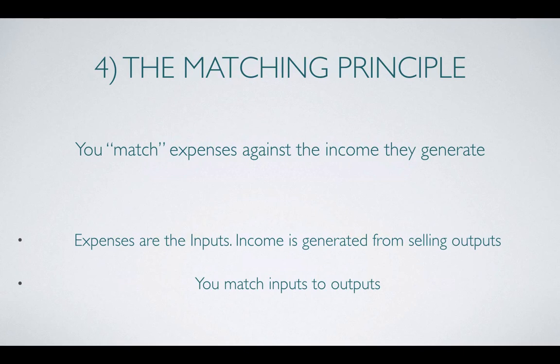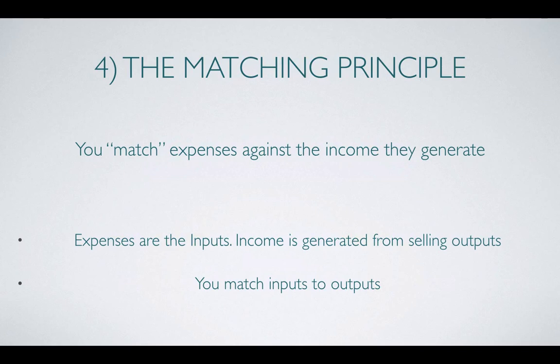The next concept, the fourth one, is the matching principle. This is the idea that we match expenses against the income they generate. Now, if we think of a business as a system, our expenses are the inputs into the business. We spend money on things that go into the business, and then income is generated from selling the outputs. We pull things into the business that cost money, and those are expenses. We perform a transformation on those, and then we generate outputs which are later sold, and that is our income.